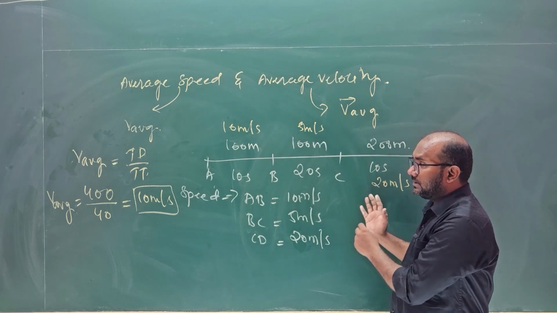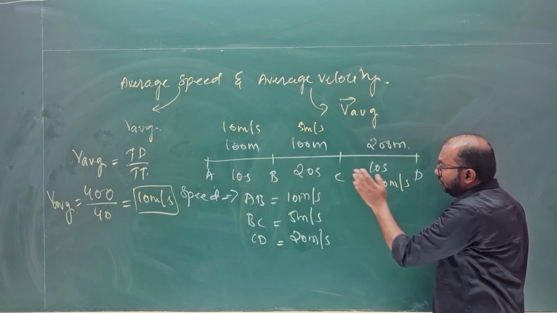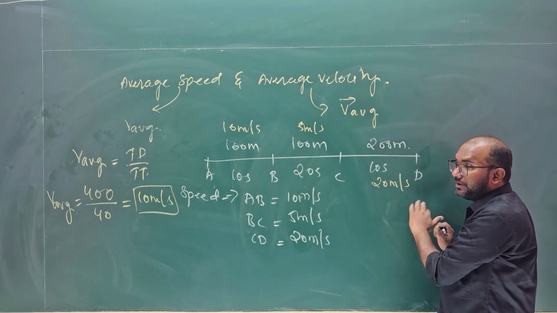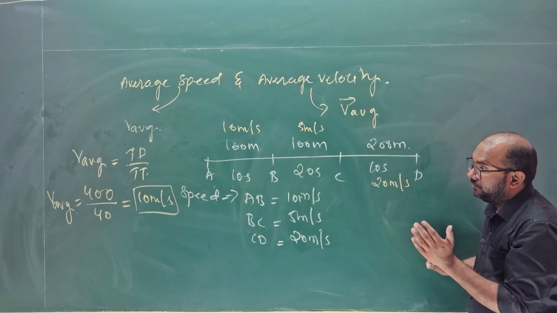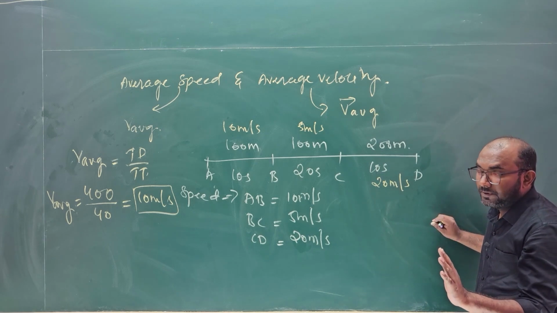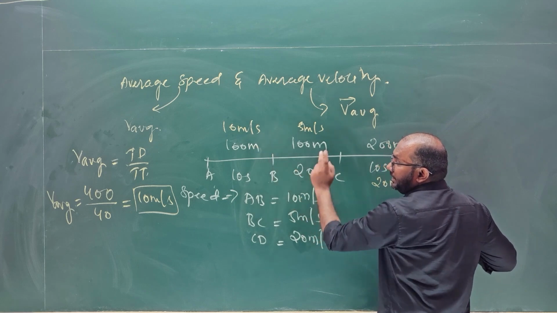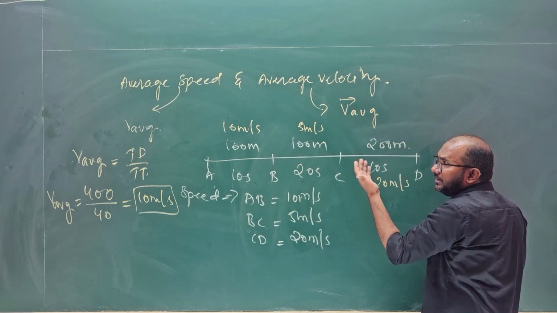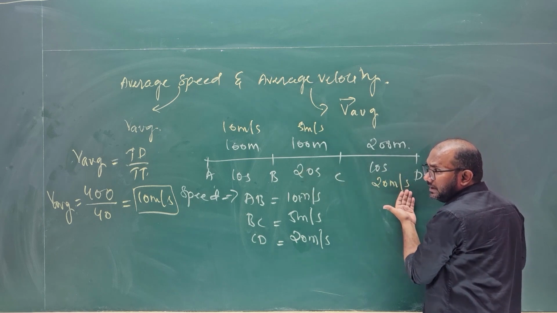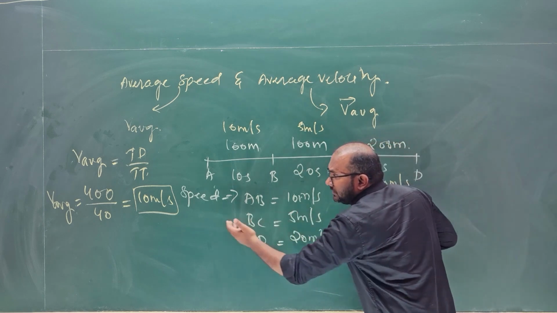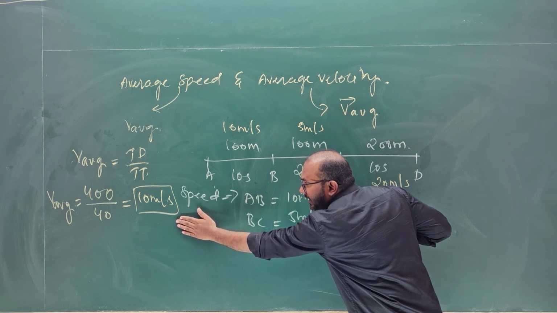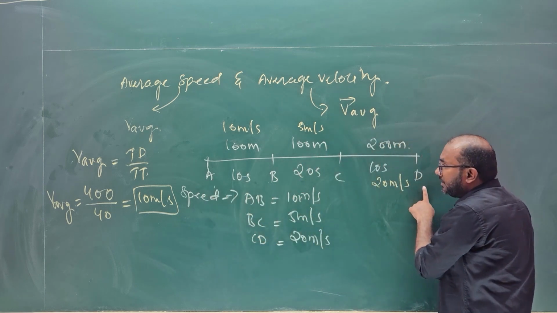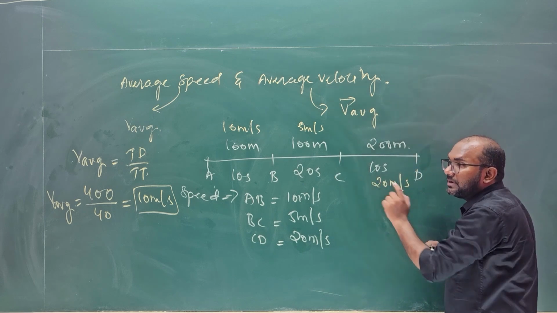The best example is on the board. A to D, how much is the total distance? 400 meters. A to D, how much is the time taken? 40 seconds. Yes or no? Without changing the speeds, that means 10, 5, 20, without having different velocities throughout the journey, if a person can move with a velocity of 10 meter per second, then the object can reach from point A to point D in the same time.